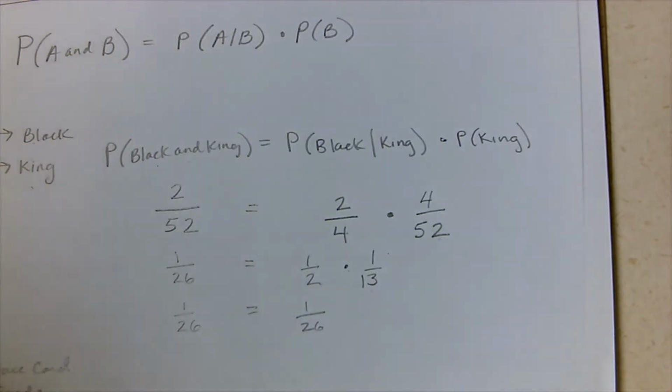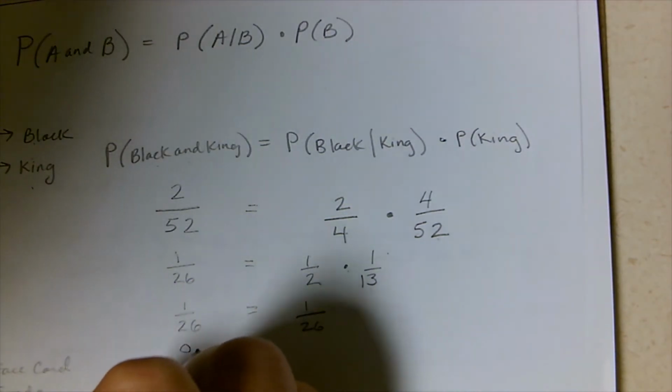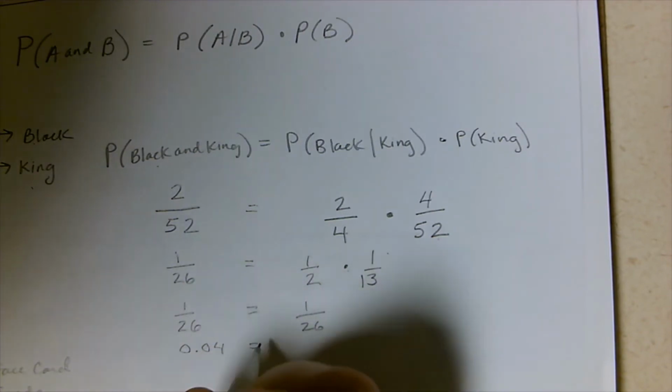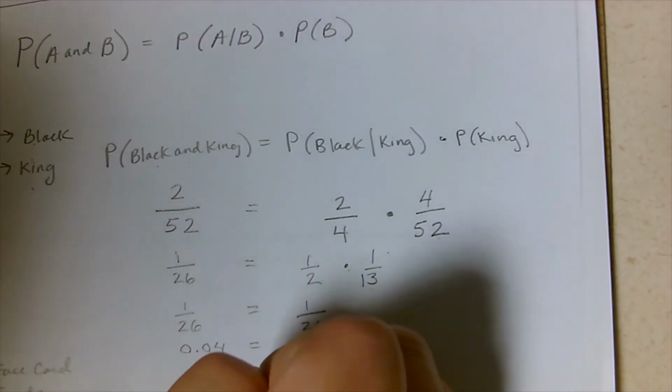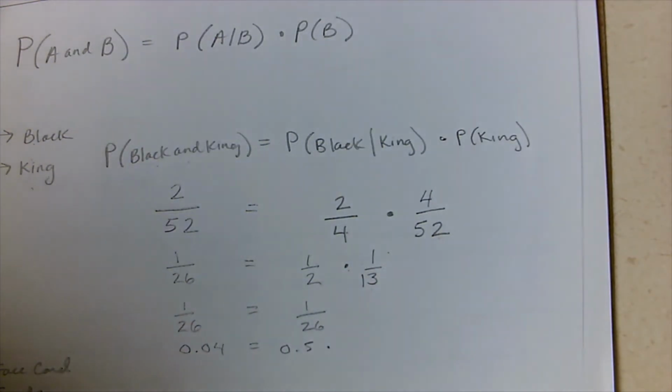If I wanted to do them in the calculator and use the calculator to do the decimal, 2 out of 52 is 0.038, which is 0.04. And on this side, it's 0.5 times 4 out of 52, which 4 out of 52 is 0.08.